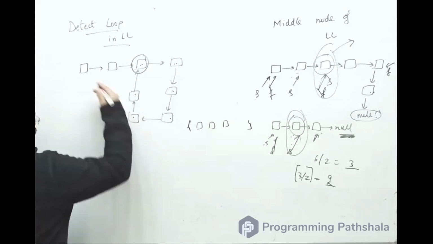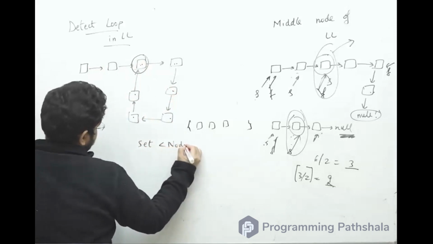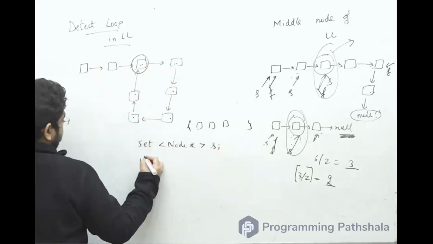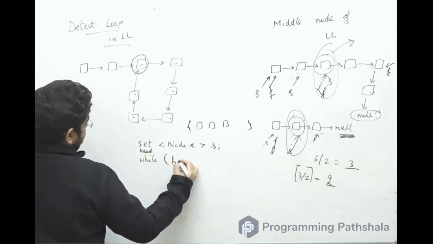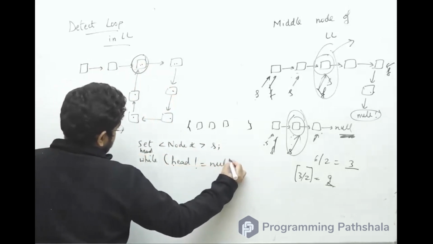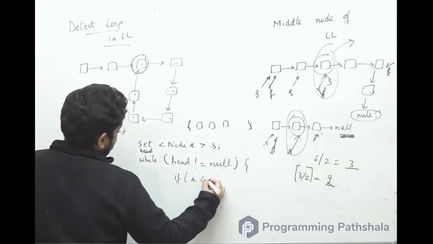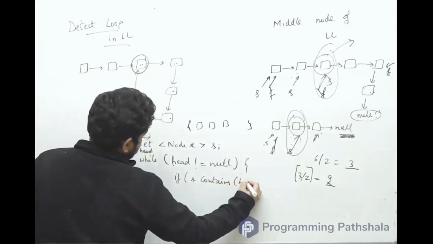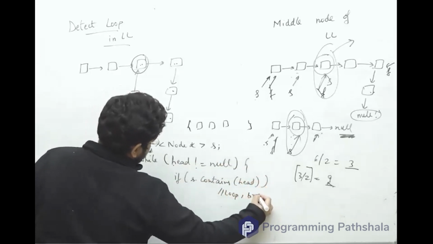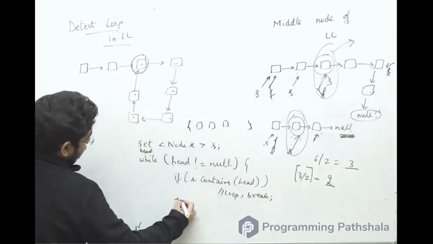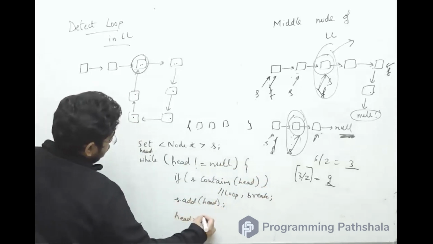So for this, I'll write a quick simple code. We'll simply have a set, and let's say I have my pointer head. While head is not equal to null, you keep on going. You check first: if your set already contains head, that means it's a loop and you break. Otherwise, you just add the current head to the set and move on. Head equal to head's next.